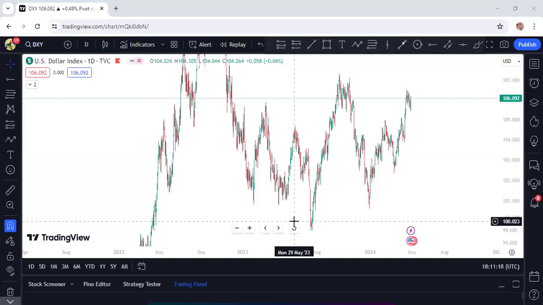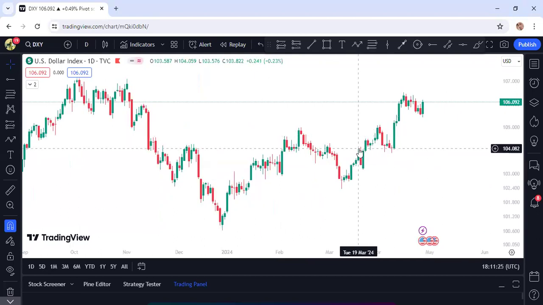Happy Sunday, everyone. So let's do a quick breakdown on these three pairs, GBP CAD, DXY, and Euro USD.